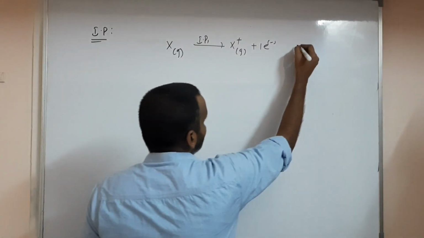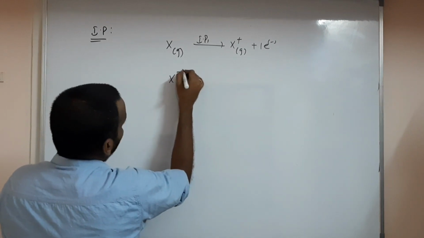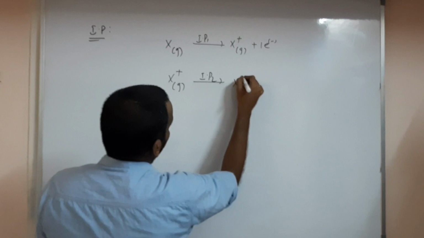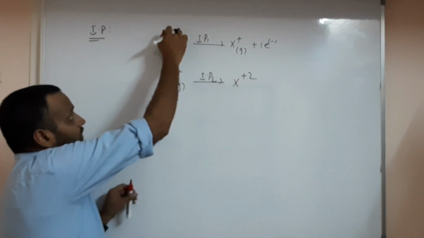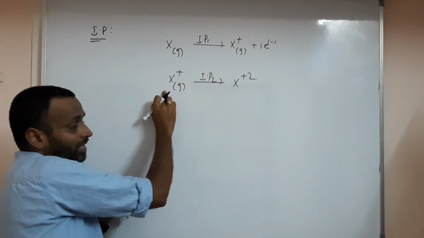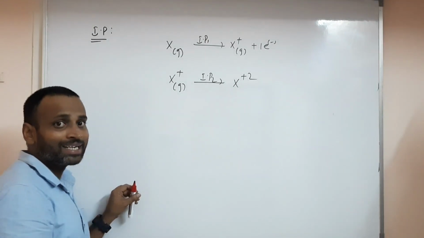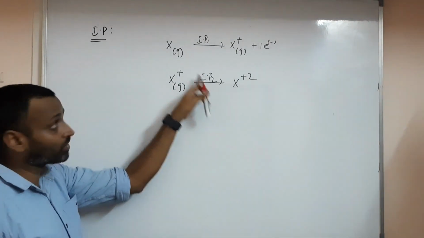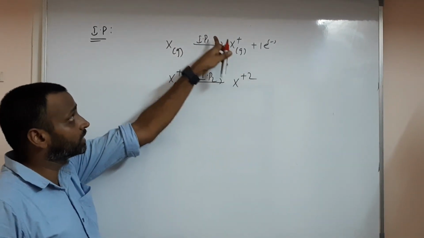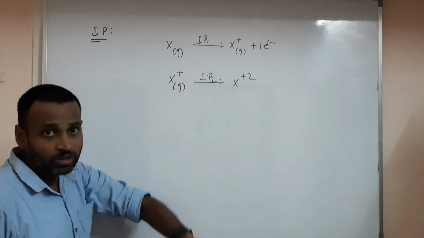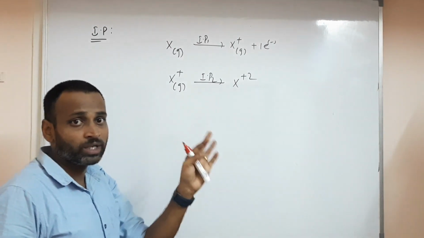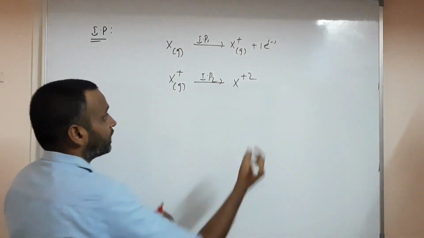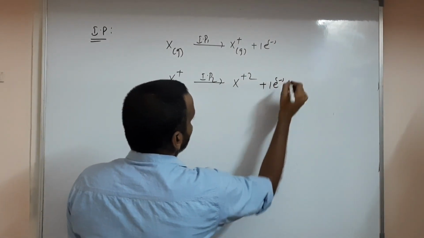This is delta H IP. And from X+ gas, this is IP2, where you are removing one more electron. First we removed one electron and got X+. From X+, if you remove the second electron, then you get IP2. The first electron you remove, that is IP1. The second electron you remove, that is IP2. Don't think IP2 exists without IP1. No, after IP1, IP2 exists. Then X2+ plus one electron.